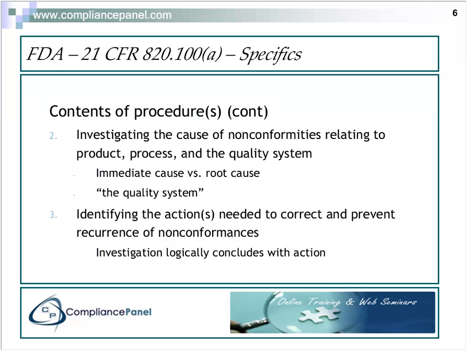Your procedure also requires that you investigate the cause of nonconformities related to product, process, and the quality system. Immediate cause and root cause. And I'll mention this again, we'll review this a little more in the presentation with an example or two. Immediate cause is what caused your nonconformance, the proximal, if you will, cause of your nonconformance. The root cause is the underlying cause of the nonconformance. In essence, what caused the immediate cause.